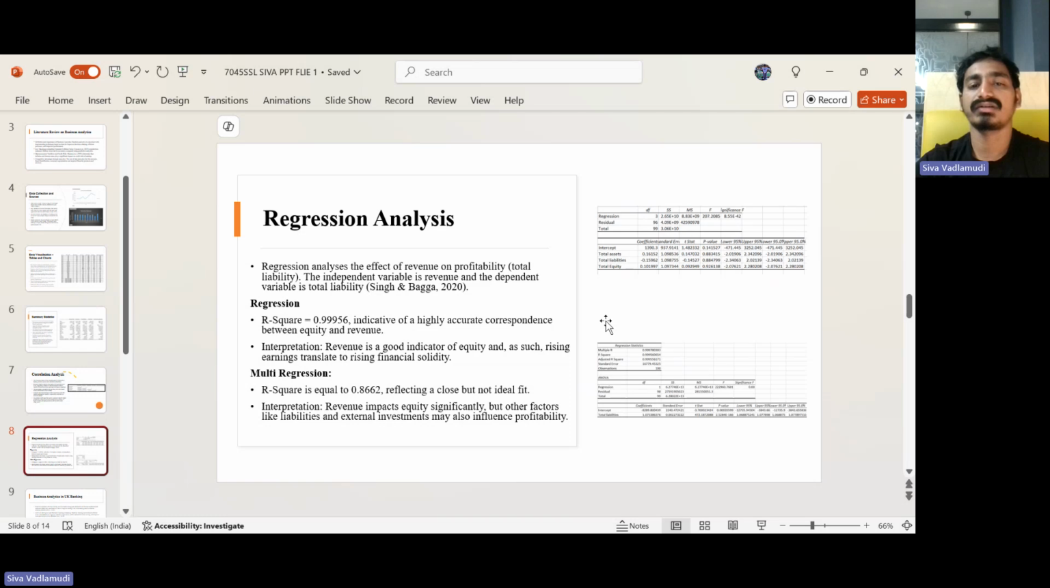Regression analysis examines the effect of revenue on profitability. The independent variable is revenue and the dependent variable is total liability. There are two types of regression process, simple regression and multiple regression. The simple regression analysis examines the effect of revenue on total equity. The independent variable is revenue, and R square is 0.9956, indicating a highly accurate computation.